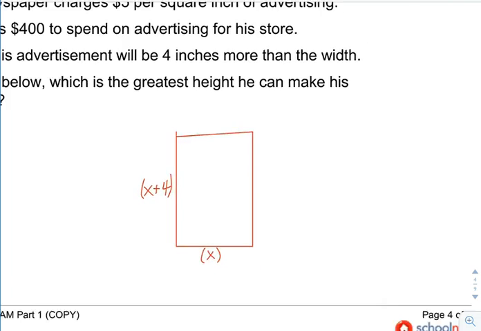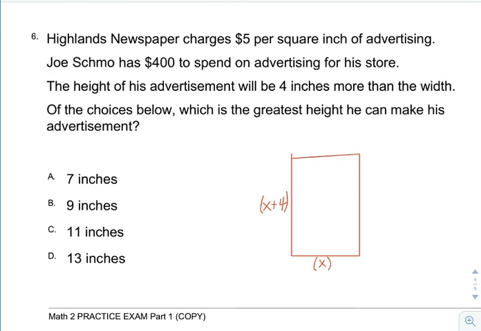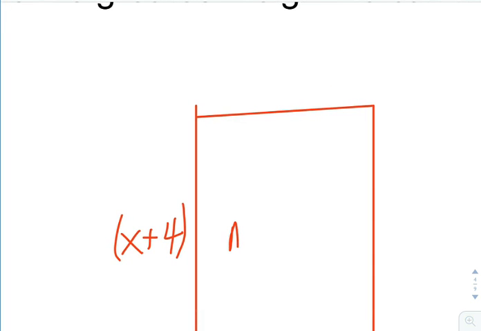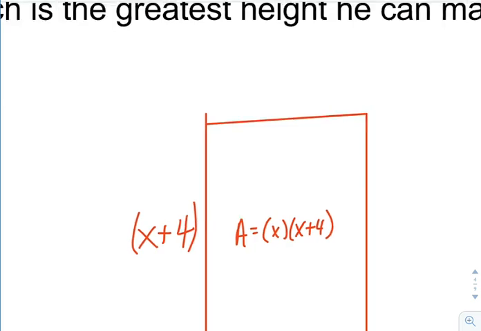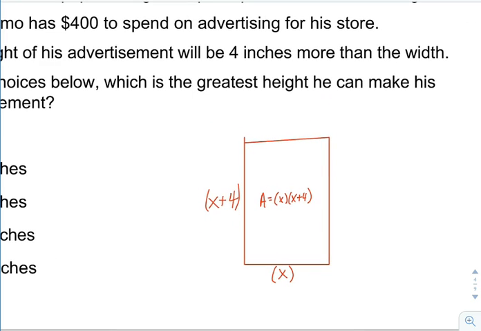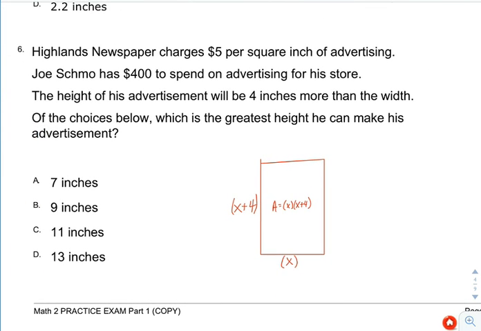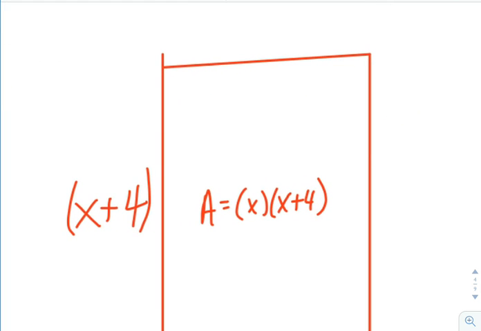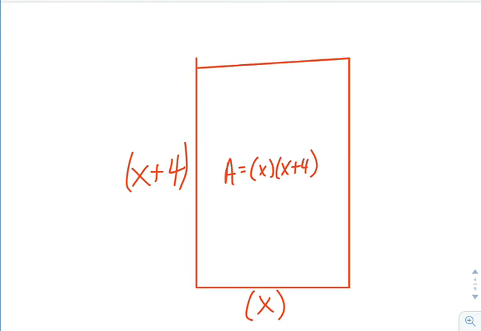So let's make up a formula of the cost of this. Okay, he has $400. He needs to stay under $400, right? So you know that the area is going to be x times x plus 4, right? That's what the general area is, no matter what you plug in for that width. Now, here's a trick question. It says, what's the greatest height he can make? So don't forget the height is that x plus 4 thing.